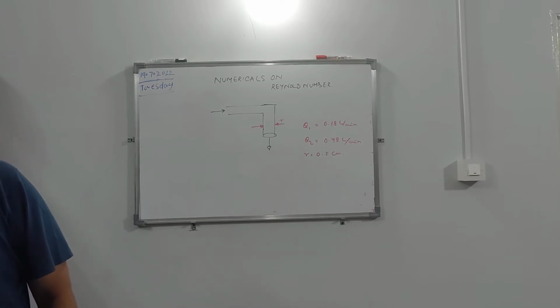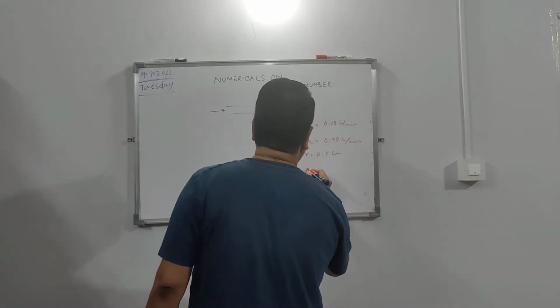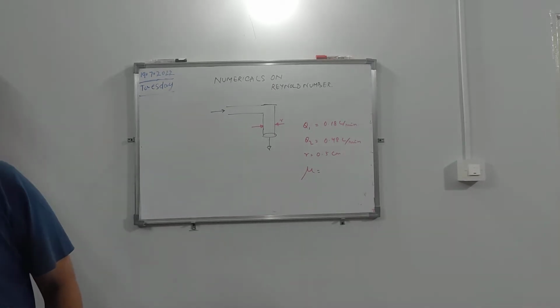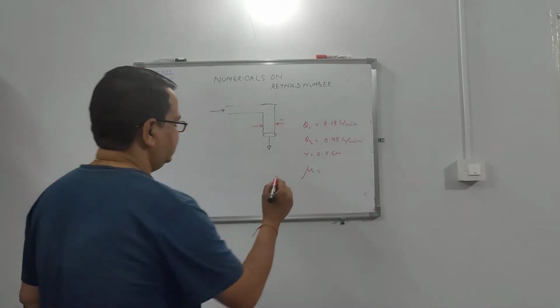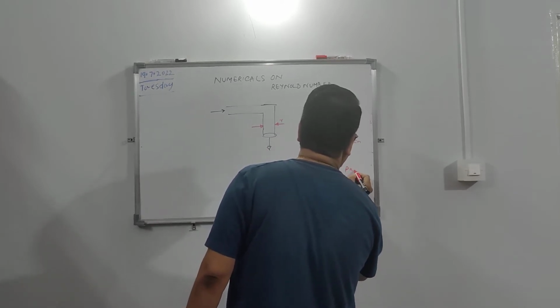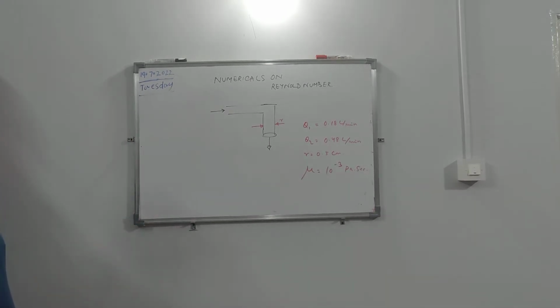And the viscosity is 10 to the power minus 3 Pascal second. So viscosity is nothing but your coefficient of viscosity, which is equal to 10 to the power minus 3 Pascal second. Okay, so that is the unit of viscosity.